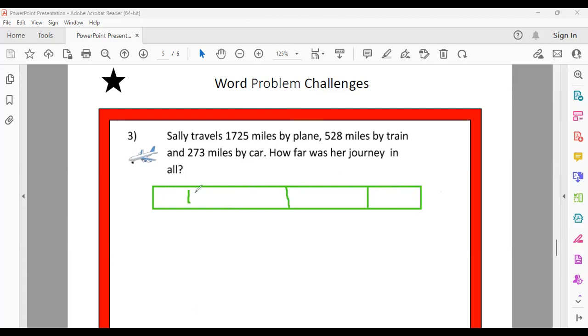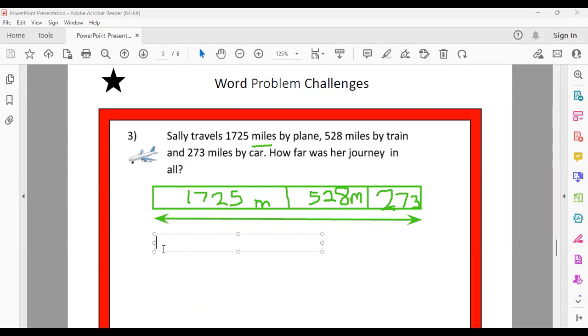So this is by plane, 1,725 miles. Okay, miles is another way to measure distance. In Malaysia, we use kilometer, standard measurement. In schools uses meters. Here in places like US, they use miles. 528 miles by train, not meters, this is miles. And this is 273 miles by car. How far was her journey? Question is very simple, asking us to find the grand total. Got it?